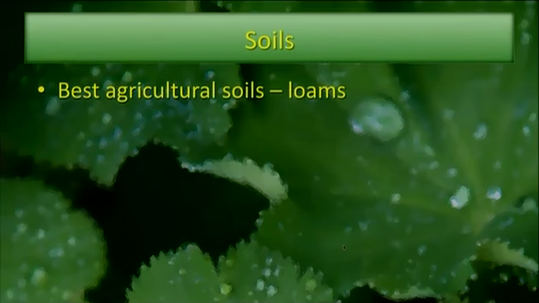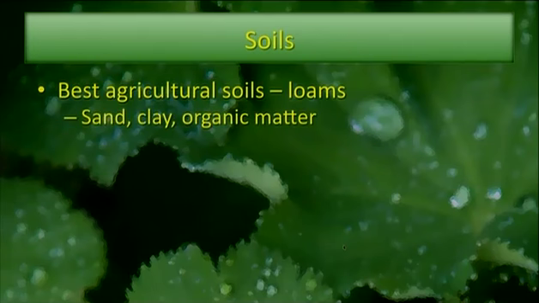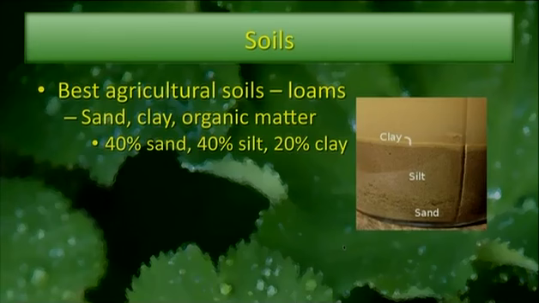So the best agricultural soils are loams. They're made of sand, clay, and organic matter. The best soil is about 40% sand, 40% silt, and 20% clay. Now, light soils have a high sand, low clay proportion. Heavy soils have high clay.